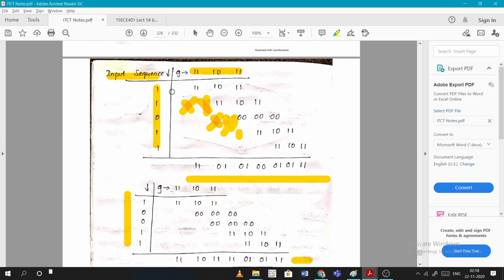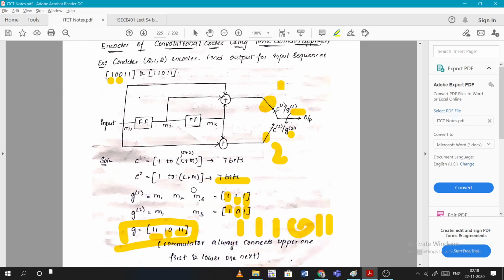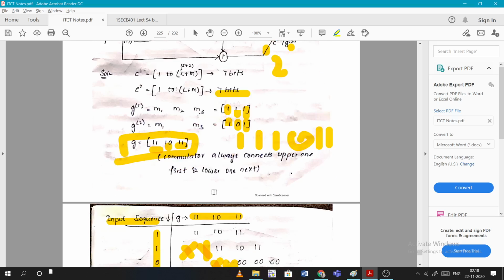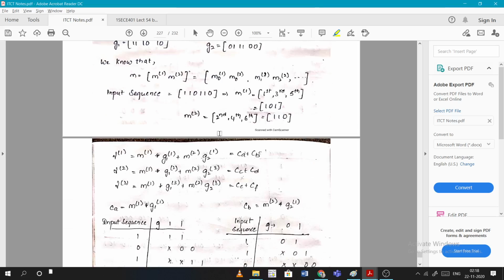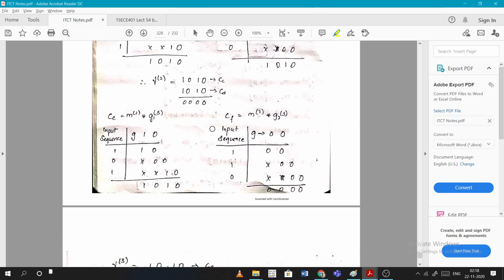Why have we used 1 1 0 1 1 1 0 1 1 for both data? Because we wrote it in a generalized way, right? This is the generalized form from M1. We thought it is M1 M2 M3, and then we wrote. So this is how we will do convolution.